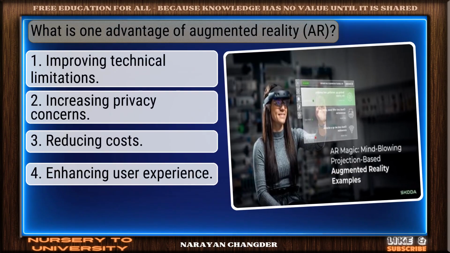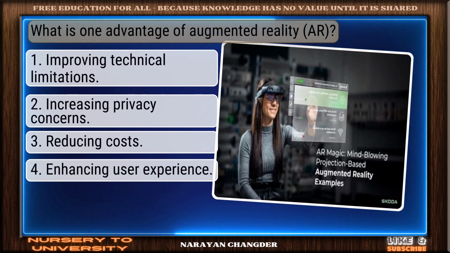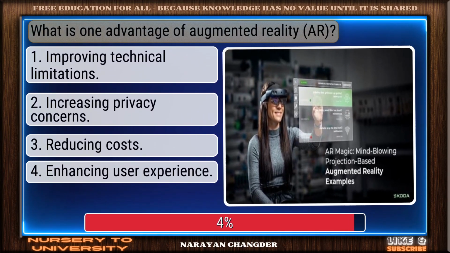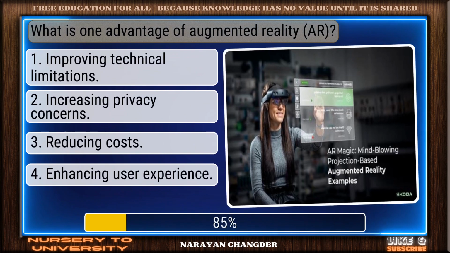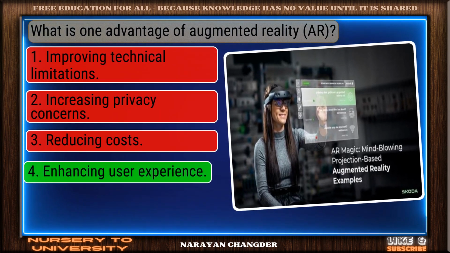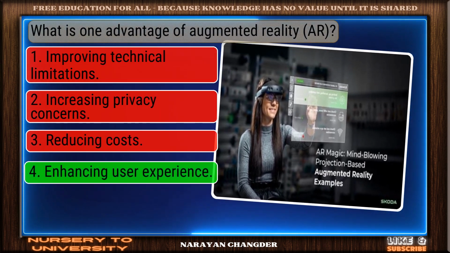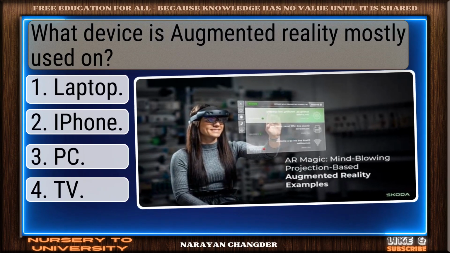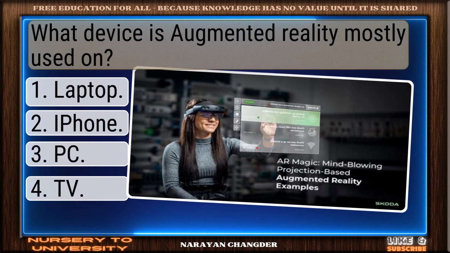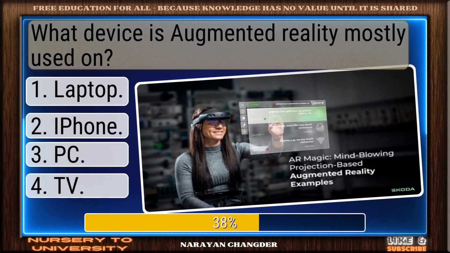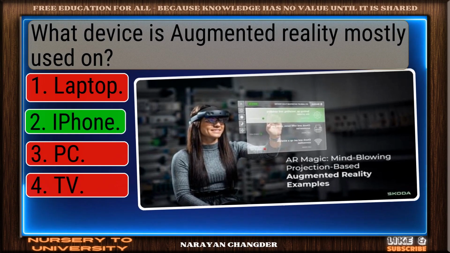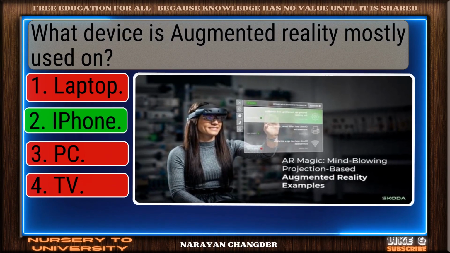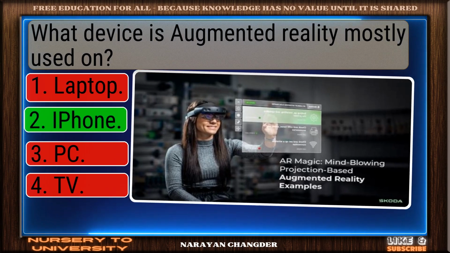Question number 59. What is one advantage of augmented reality? Nice selection. Enhancing user experience is the correct and valid answer. Question number 60. What device is augmented reality mostly used on? Well done. A phone is the right choice.